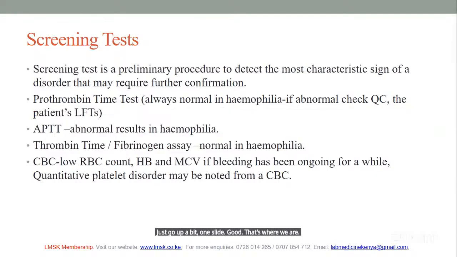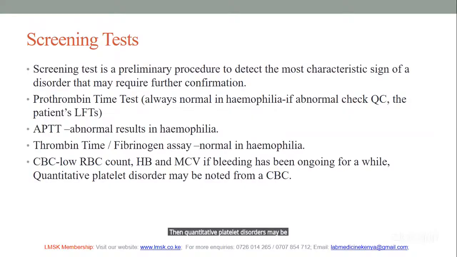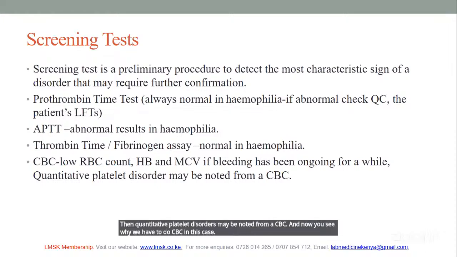Then we have also said when you check on CBC, the red cell count will be low, HB and mean corpuscular volume will also be low if bleeding has gone on for long. Then quantitative platelet disorders may be noted from a CBC. And now you see why we have to do CBC in this case. Next slide.